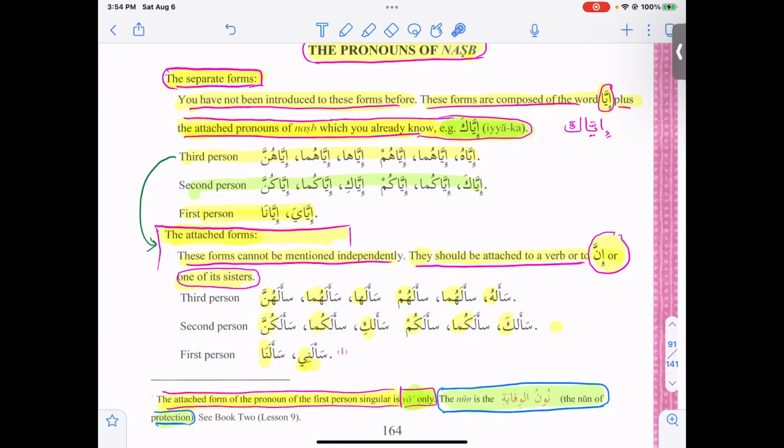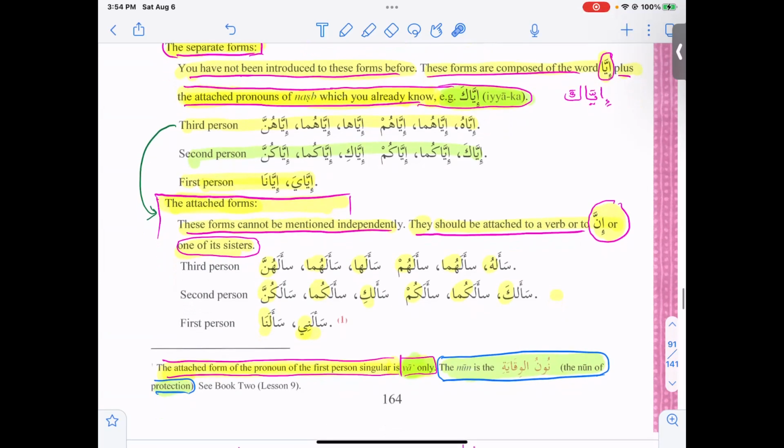They are mansub. So these are the different forms of mansub. It's still the same thing. Salahu, salahuma, salahum. Salaha, salahuma, salahunna. Salaka, salakuma, salakum. Salaki, salakuma, salakunna. Salani, salana. Now what are they?